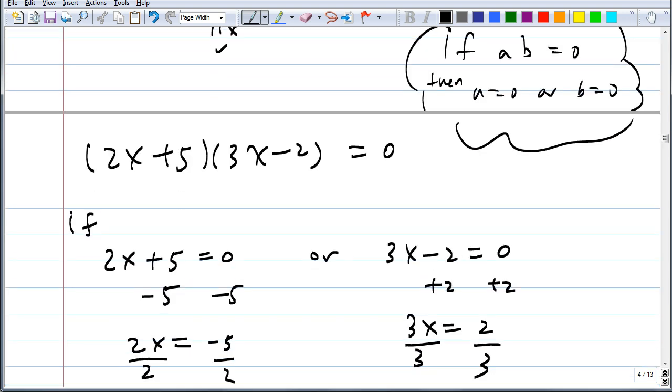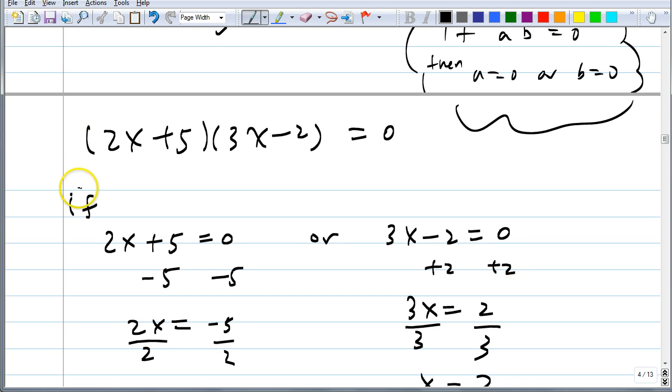Wouldn't the next one be positive 2/3? Not negative. You're adding 2 to both sides, aren't you? Because it was 3x minus 2 equals 0. Don't you have to add 2 to both sides? Be careful. Okay. So the first one, with 2x plus 5, becomes negative 5 over 2. The one with 3x plus 2 becomes positive 2/3.